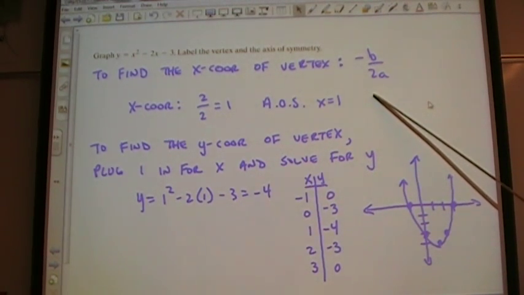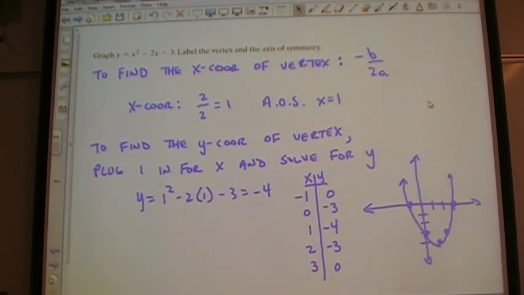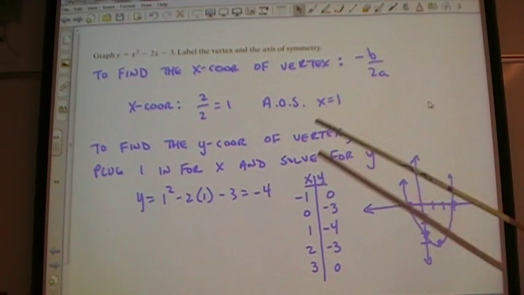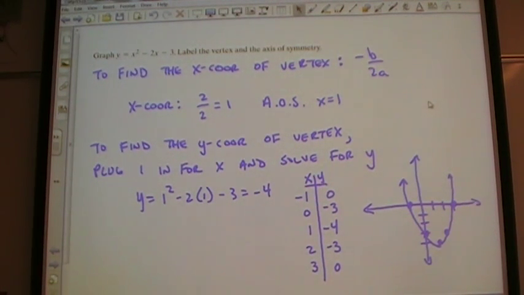Where do you get the problem negative b over 2a? That's the formula for finding the x-coordinate of the vertex. I will probably give that to you. Yes, every time.